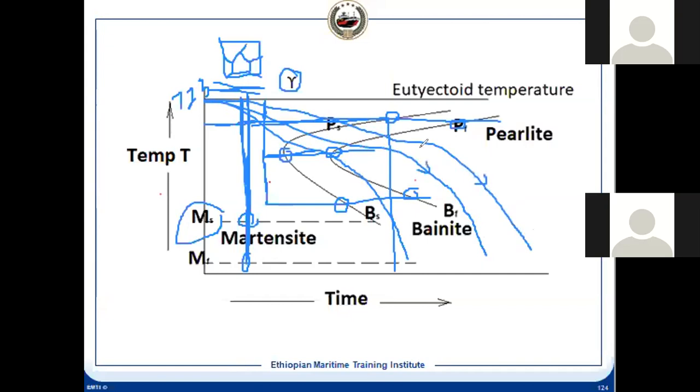It means how much time it will take. So this will take longer time, this will take less time, this will take less time. Accordingly, it will pass through these two curves and it will form pearlite or bainite. It will depend on where we start. Suppose we start from here and we move like this, so it will be bainite. If it is this line, it will be pearlite.